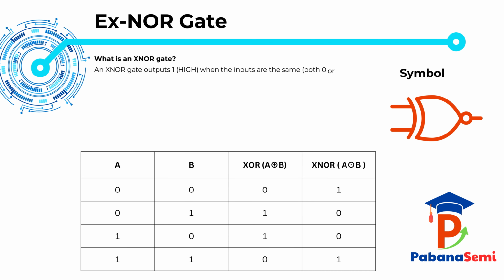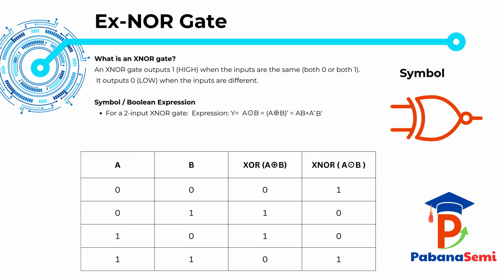Next, let's understand the XNOR gate. An XNOR gate outputs 1 or high when the two inputs are the same. That means if both inputs are 0, the output is 1, and if both inputs are 1, the output is also 1. If the inputs are different, one is 0 and the other is 1, then the XNOR output becomes 0 or low. So the easiest way to remember XNOR is, it is a match detector or an equality gate.